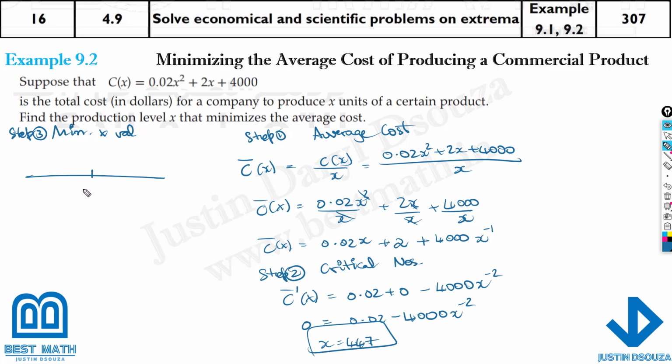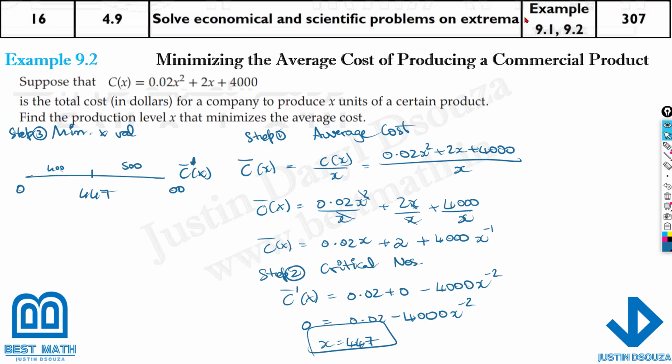So let's see, the x value is 447. More than that, it goes until infinity. Here it will go until minus infinity. But since we are dealing with products, some units, we can't take negative values. We have to take from 0 to 447, and 447 to positive infinity. And what is this function? This is the derived function, the average cost derivative, C-bar dash of x. Now here you can choose any value less than 447. I'll choose 400, 446, anything, and more than this, 500. We need to know whether they are positive or negative.